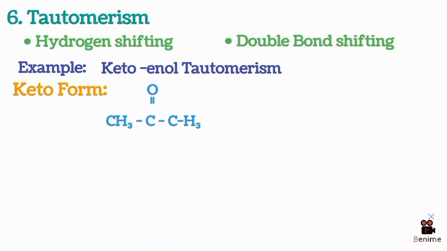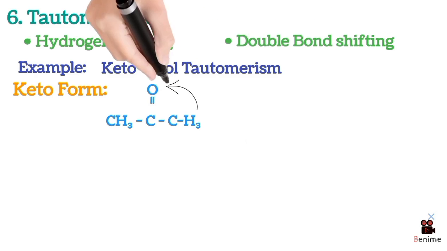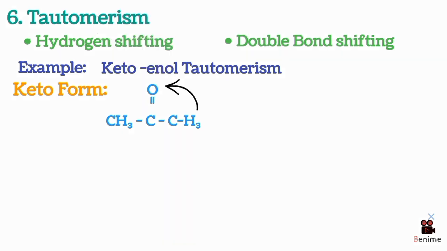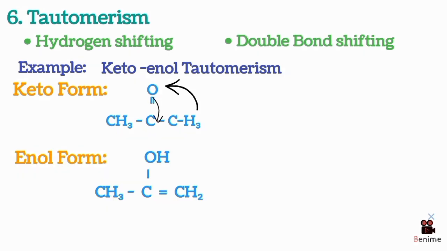Conversion step. Now students, a hydrogen atom from the adjacent carbon shifts toward oxygen. At the same time, the double bond also shifts. This is extremely important. Hydrogen movement and pi bond movement occur together. Second structure. Enol form. Now the structure. Students observe carefully. Now the compound contains a double bond and an OH group together. This is called the enol form. En means alkene. Ol means alcohol.